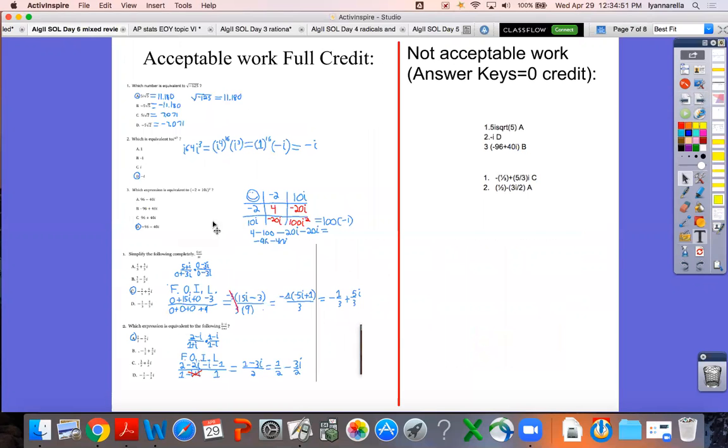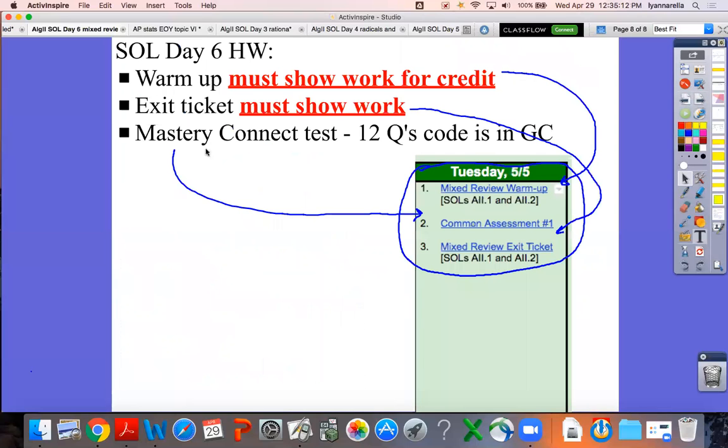I just want to show you what acceptable work is. So this is one person's acceptable work, and this is another person's not acceptable. You can tell he gave me an answer key. So if all I see is this, you get a 0. And I don't want to keep discussing it because you guys are not listening when I put it in the notes, I put it in the videos, and I put it in the instructions. You're still doing this. 0 credit, full credit. So please, guys, get this straight.